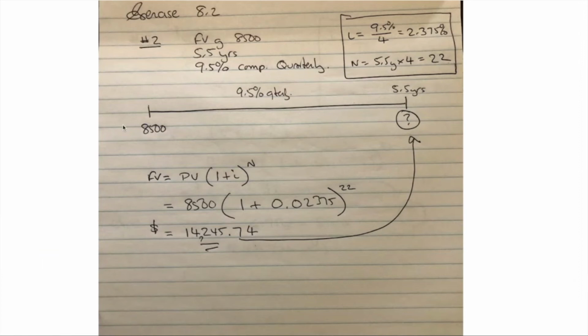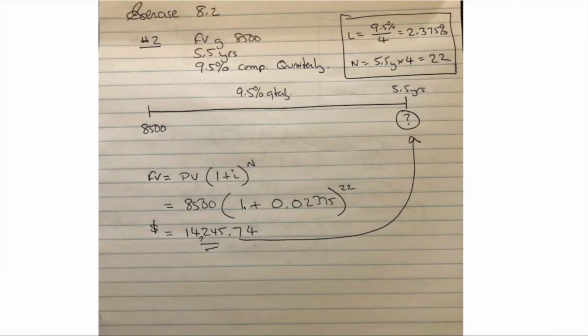All I've done here is draw a number line. So here's 8,500 and 5.5 years' time. This is what we're looking for. We throw that information into the formula here. 8,500 equals 1 plus the I. Now, notice it's 2.375%, but it's in a decimal. We've got to divide that by 100 in order to get that into a decimal, which is 0.02375, to the power of 22. So in your calculator, what you do is 1 plus 0.02375.